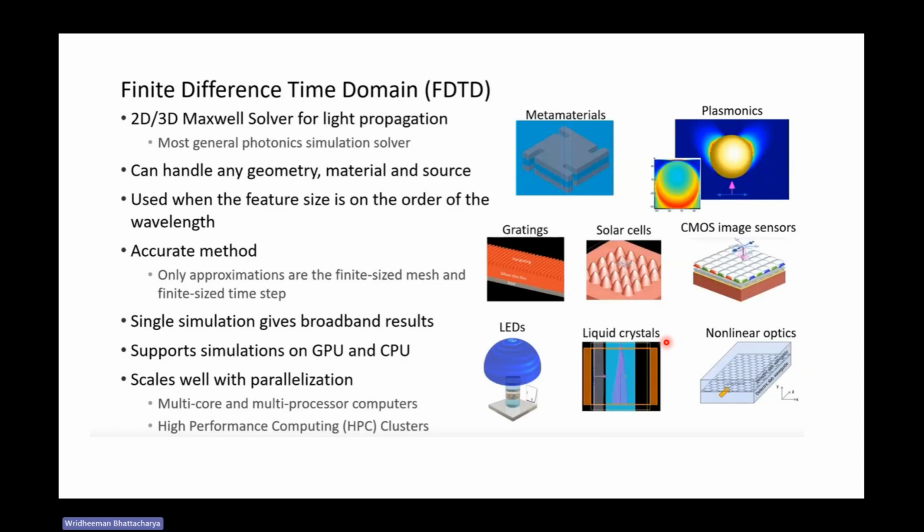It gives us a single simulation which gives us broadband results. Previously, before 2015, if we wanted to do broadband simulations in, suppose, plasmonics or others, we had to do it stepwise in each lambda, and then stitch it to get a broadband. But now it offers a single simulation giving us a broadband result.